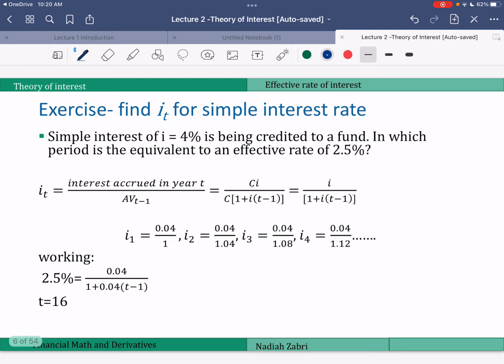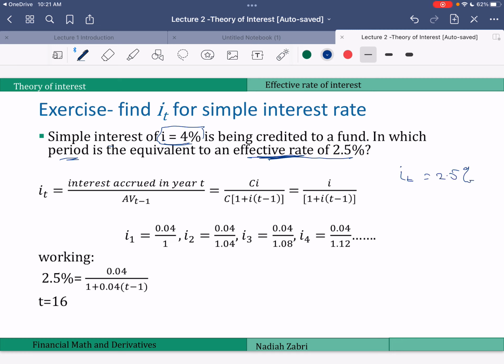Okay, let's see an example. We have an investment that follows a simple interest of 4%, and we need to find which period will have an effective rate of interest that is equivalent to 2.5%. We know for a simple interest, the first year, the effective interest will simply be the I of the simple interest, which is 4%, but eventually it will keep on dropping. On which year will the effective rate of interest, IT, be equal to 2.5%?